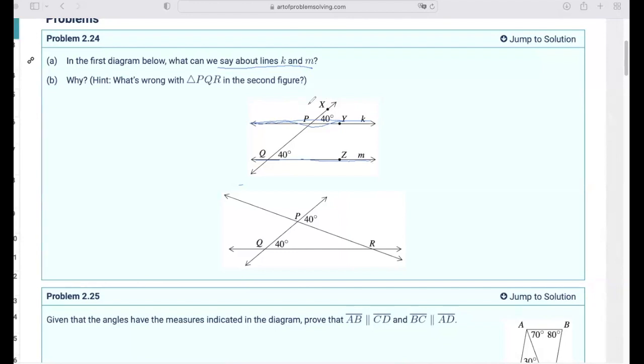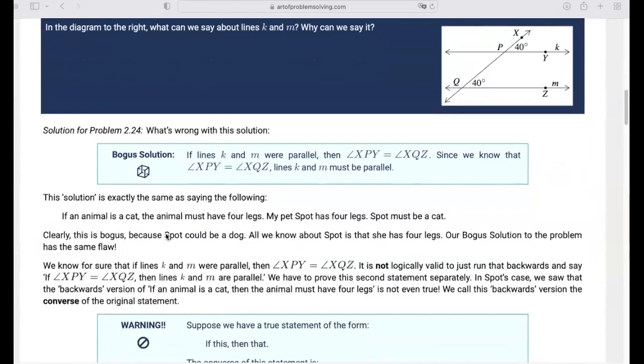Because angle ZQX and angle YPX are the same angle. Yep, so they are both 40. Good, so they are parallel. Excellent. But then when you look at the next diagram, this is also 40, but this time it's not exactly parallel. We'll have an explanation later.